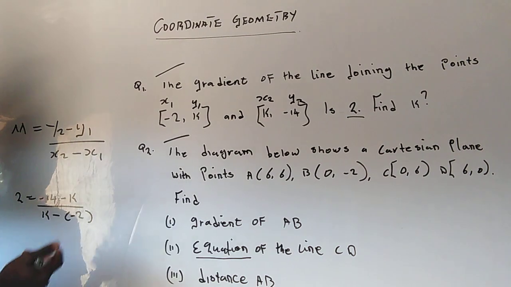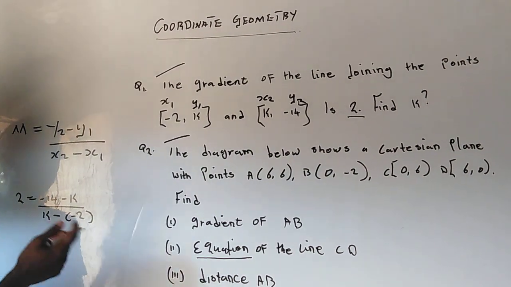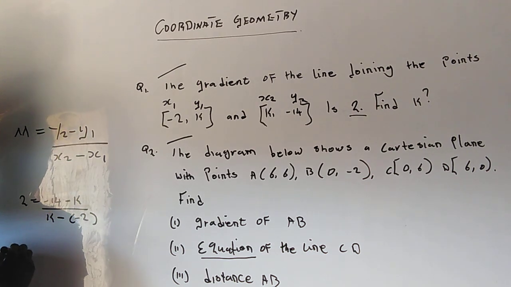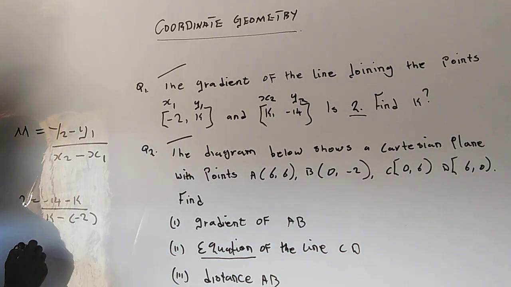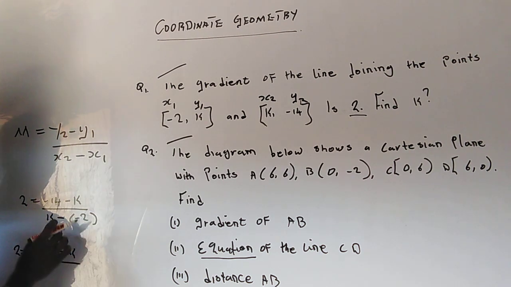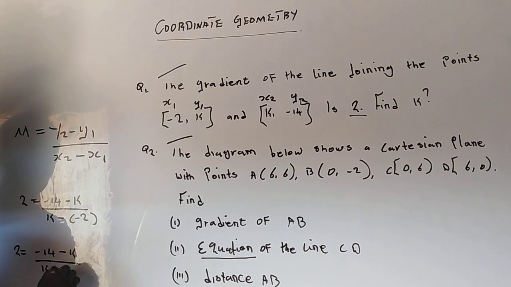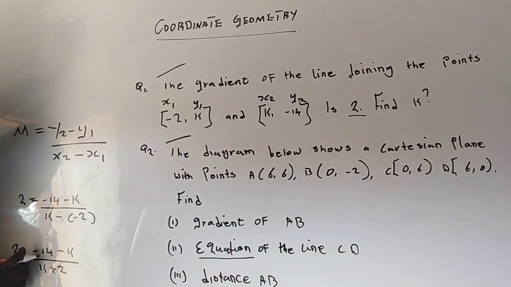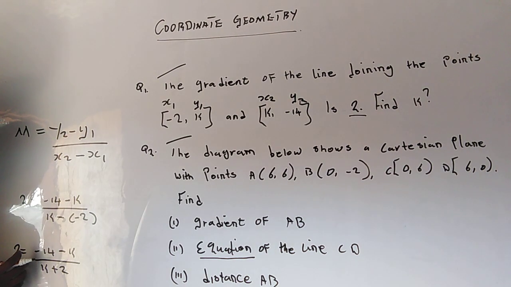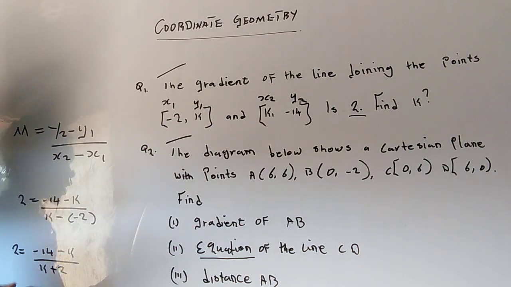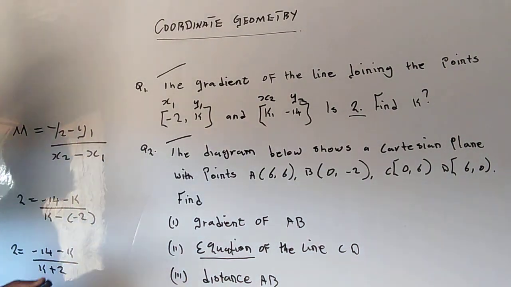From here it's very simple for me to play with it mathematically. I'm just going to say 2 is equal to negative 14 minus k over, negative times negative is a positive, so I'm going to have k plus 2, like this. Whenever you have an equal sign, you have to multiply.